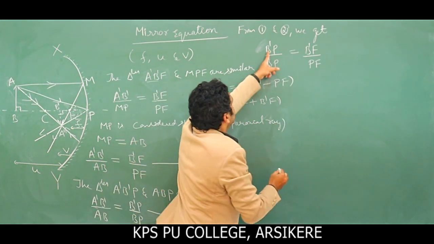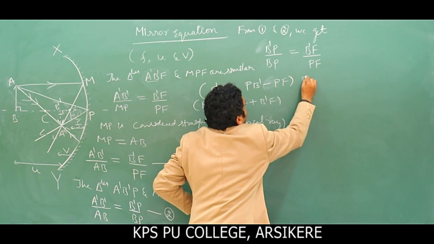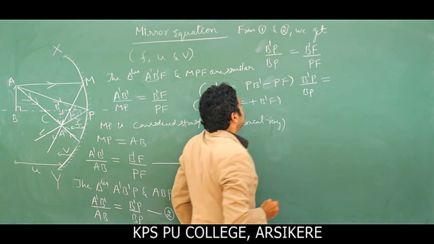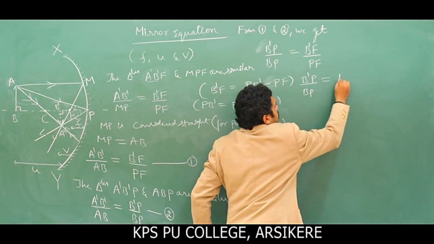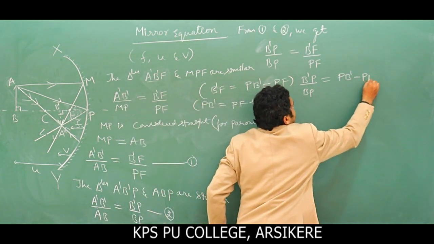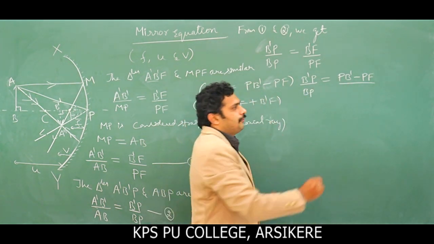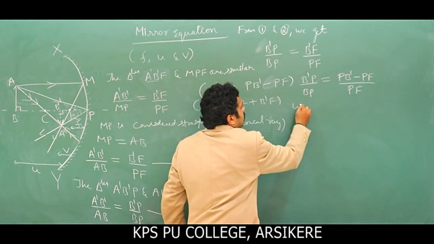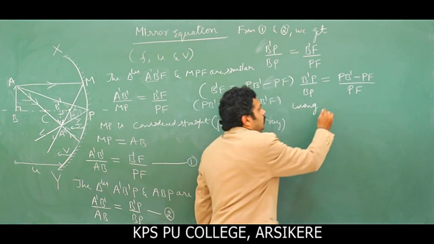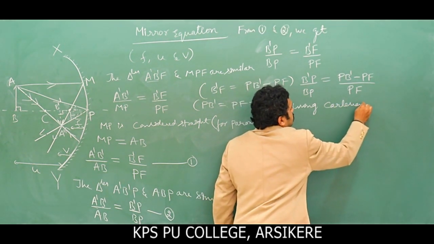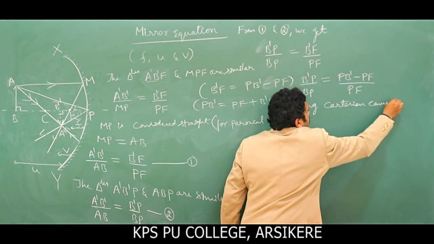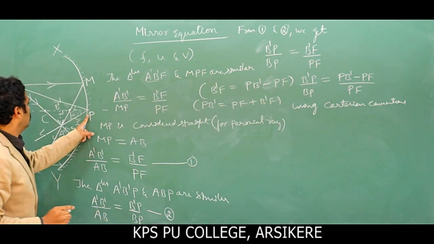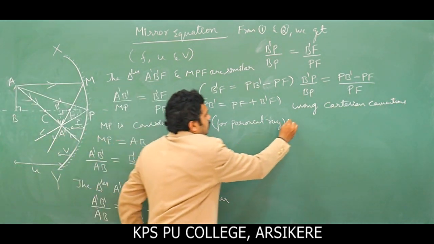Here, in the place of B dash F, I am writing PB dash minus PF, and you write B dash P as it is, BP. B dash F means PB dash minus PF, by PF. Here I am using sign conventions. We know the Cartesian sign conventions: all the distances are measured from the pole of a mirror. Now what is B dash P?